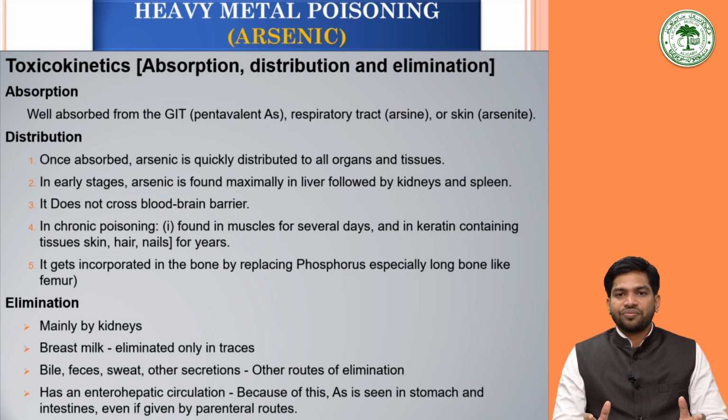Then, for elimination from the body, it is mainly eliminated by the kidney as methylated arsenic. It is found in urine within hours of ingestion. Then onwards, elimination is continuous for about 10 to 12 days. In acute poisoning, 24-hour excretion should be noted. If it is more than 100 mg, then it is suggestive of acute arsenic poisoning. Then it can be eliminated in the breast milk also. Then other routes of elimination are bile, feces, sweat and other secretions.